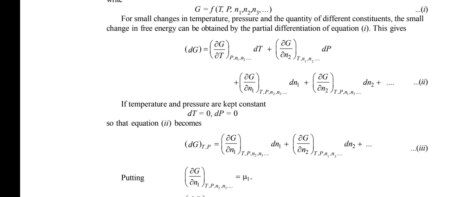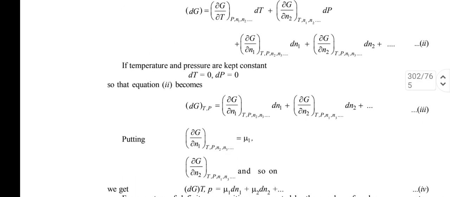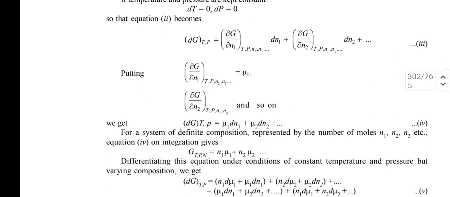If temperature and pressure are kept constant, dT equals 0, dP equals 0, so that the second equation becomes dG at constant temperature and pressure equals dG by dn1 at constant temperature, pressure, n2 n3 into dn1 plus dG by dn2 at constant temperature, pressure, n1 n3 dn2 and so on. Putting dG by dn1 at constant temperature, pressure, n2 n3 equal to mu1 and dG by dn2 equal to mu2, and so on, we get dG at constant temperature and pressure equals mu1 dn1 plus mu2 dn2 plus and so on.